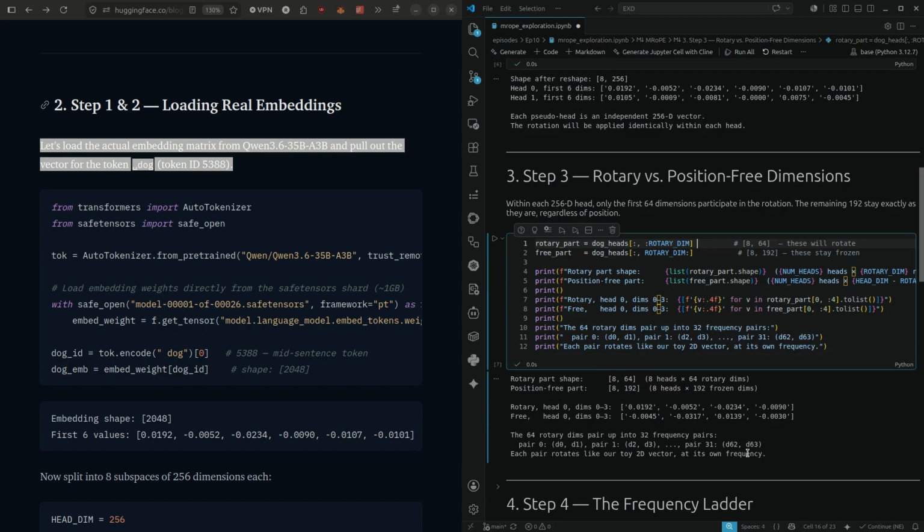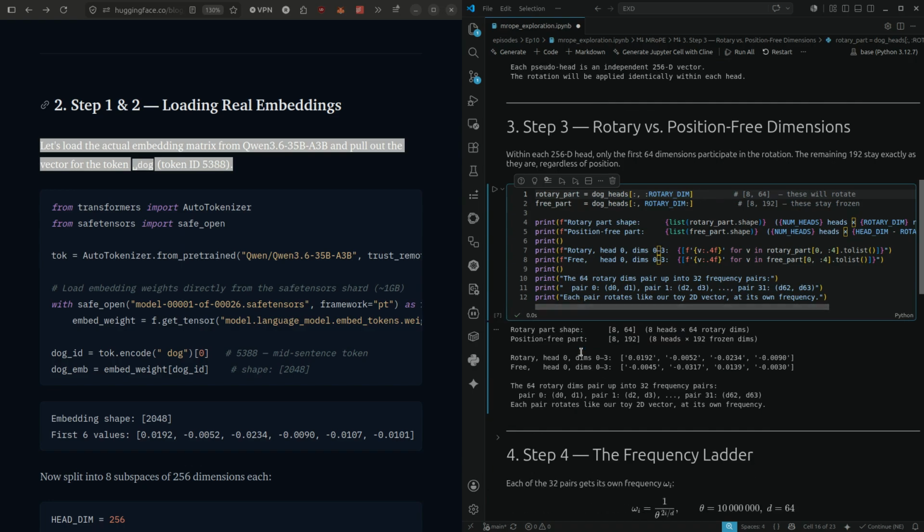We're just confirming that this is what we have. And we can do pairs, right? We can take these 64 dimensions and group them into pairs. Okay.